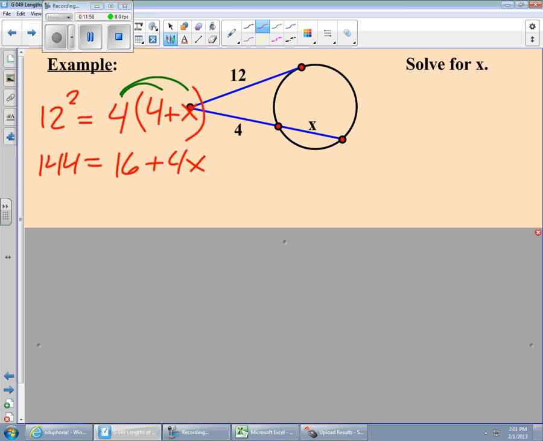What happens next? Subtract 16. Whatever happens to one side has to happen to the other. 144 take away 16 is, I believe, 128. Still equals 4x's, but we don't want 4x's, we just want 1. So divide that 4 out of there. Exactly.